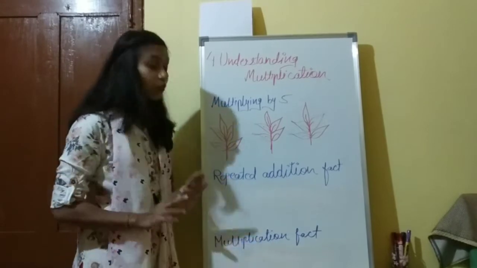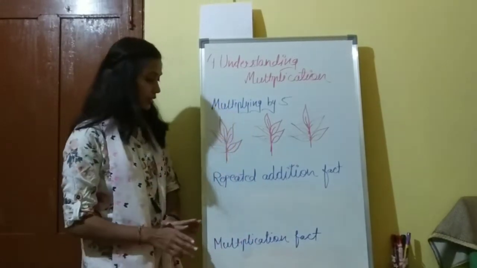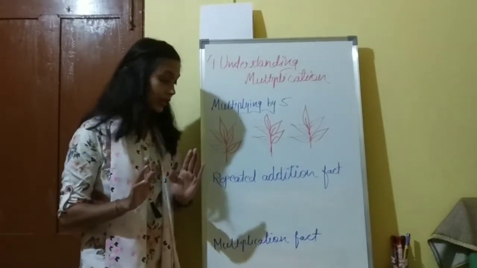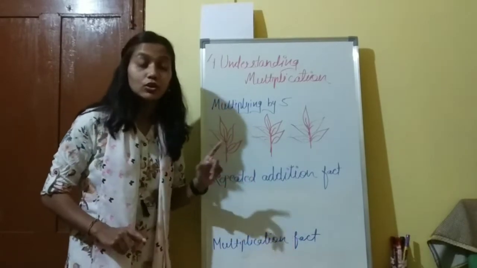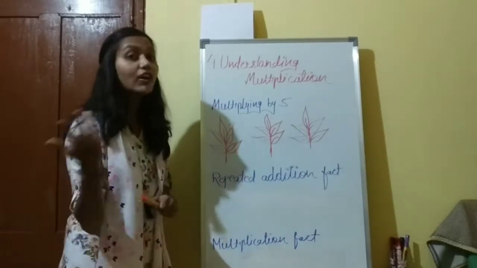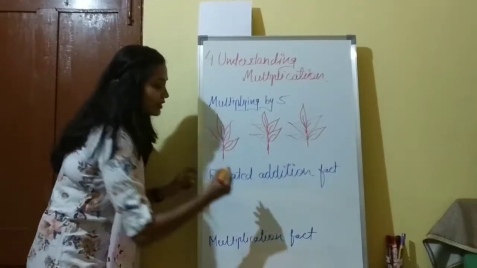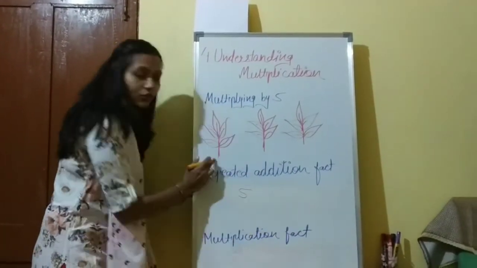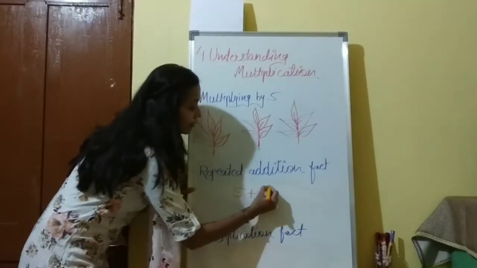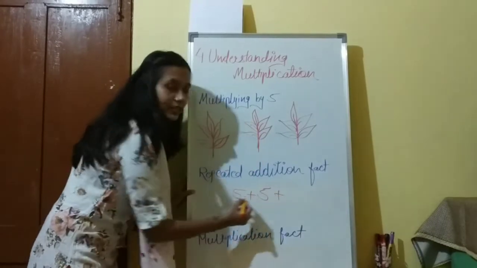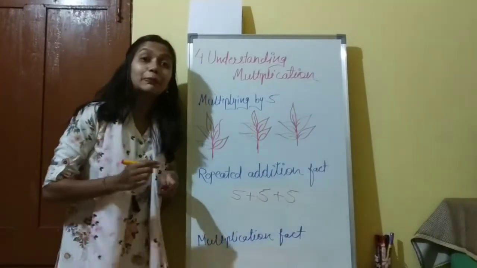Now we have to write the repeated addition fact and the multiplication fact. You know it very well. How to write the repeated addition fact? As there are 5 leaves, we will add 5 how many times? 3 times. So we will write 5 for this, addition sign, 5 for this, again plus 5 for this. This is called repeated addition.